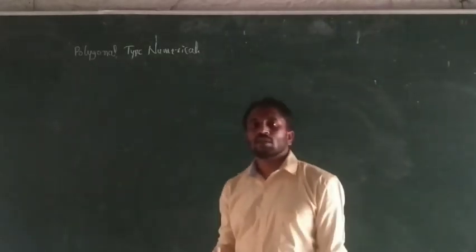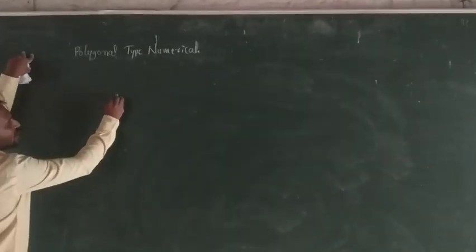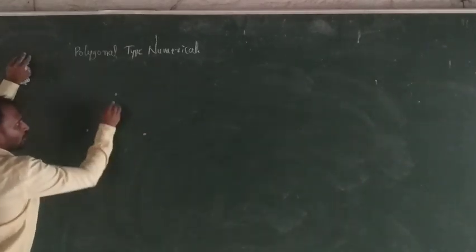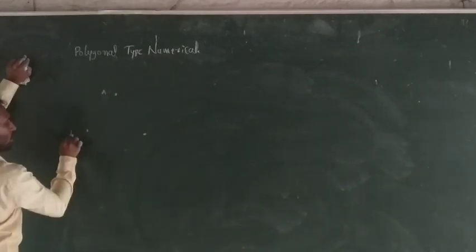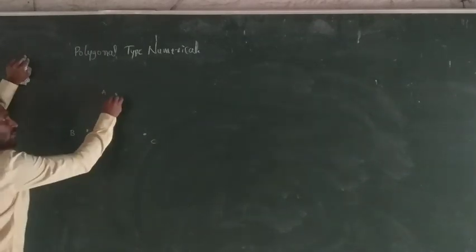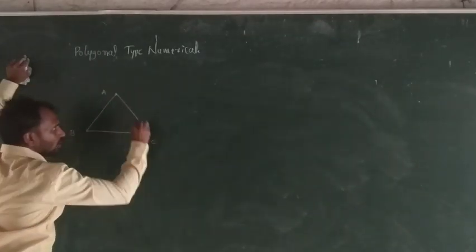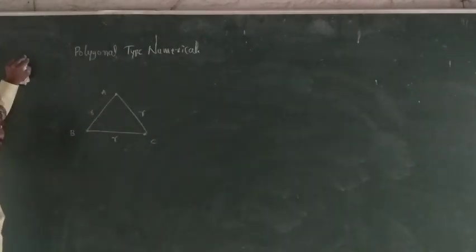Dear students, in this class we discuss some polygonal type numericals. First of all, we consider three charges placed in three different positions, A, B and C. The distance between these positions is R, and this one is also R, and this one is also R.